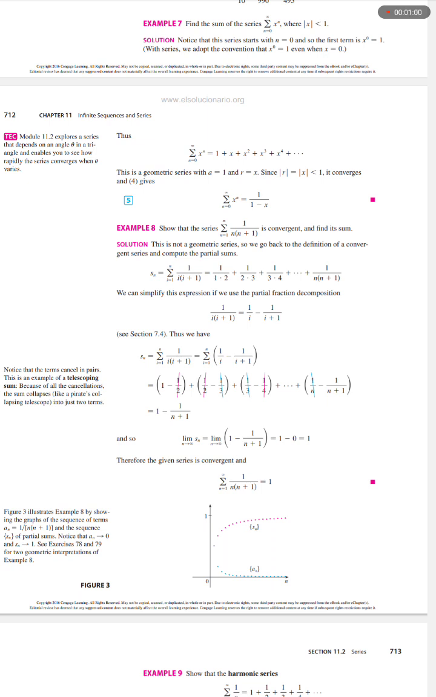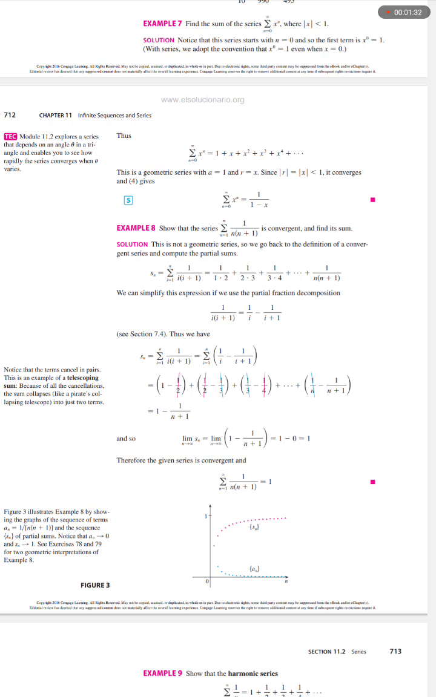Back to the text. Thus, the sum from n equals 0 to infinity of x to the power n equals 1 plus x plus x squared plus x cubed plus x to the 4th power, and so forth. This is a geometric series with a equals 1 and r equals x. Since the absolute value of r equals the absolute value of x is less than 1, it converges.